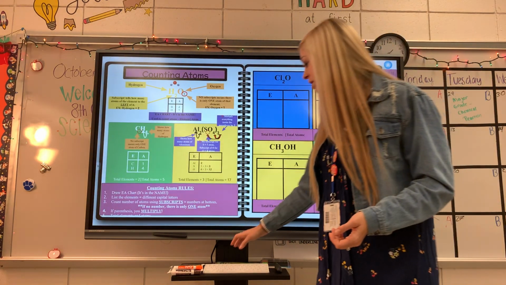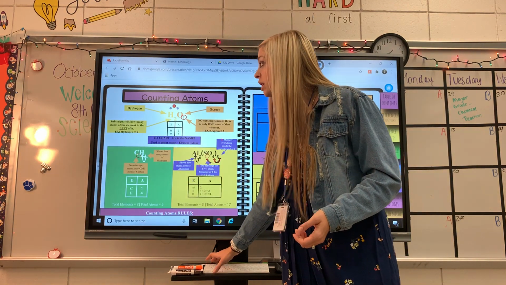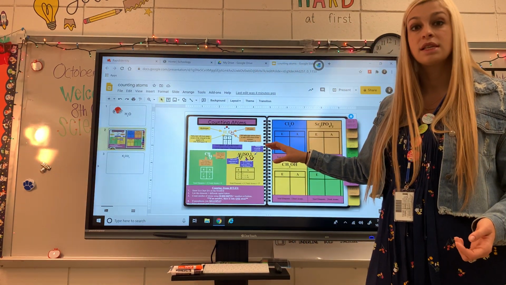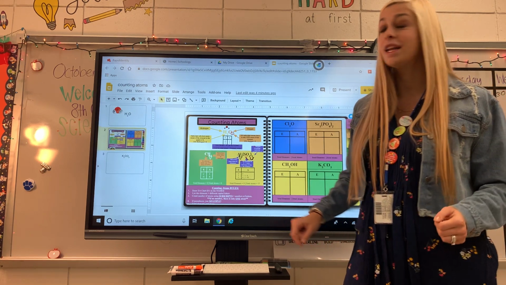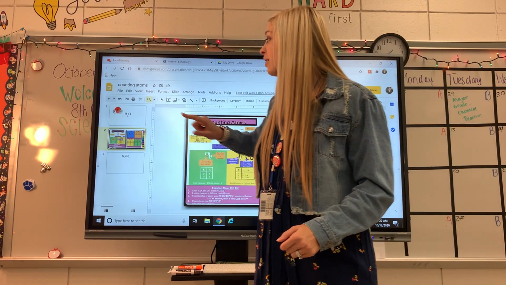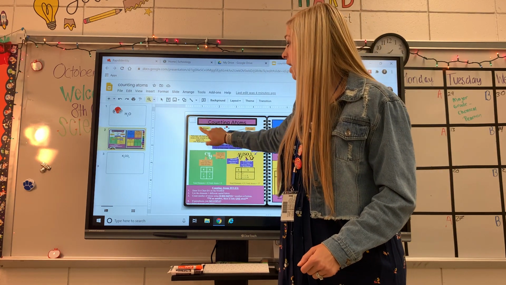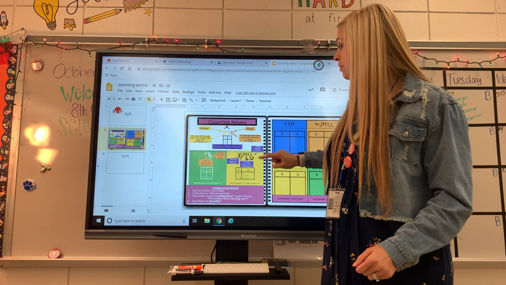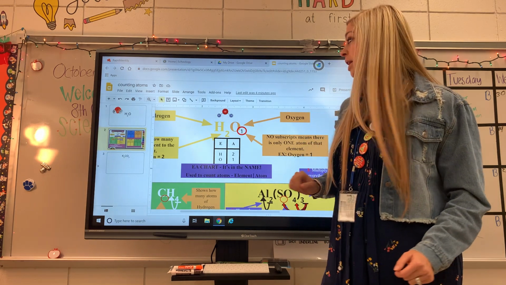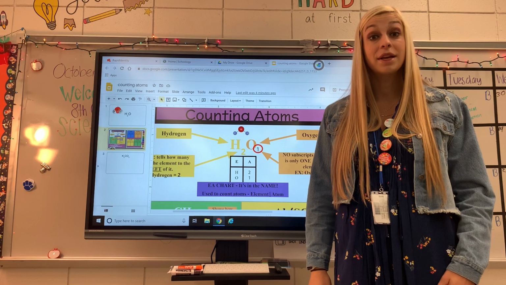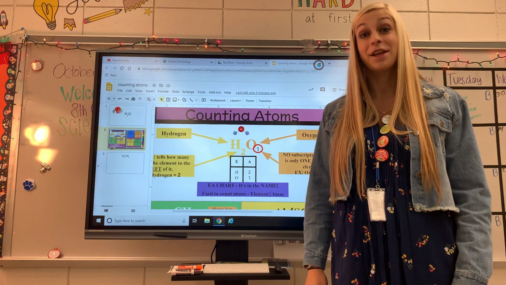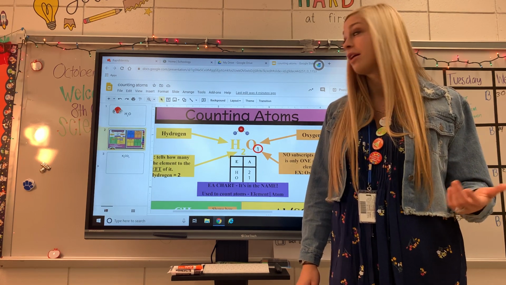So let's look at your notes together. We're going to start on the left side of the notes. And just in case you didn't know, the easiest way to zoom in is click the magnifying glass, and then you can make a square over the area that you want to zoom in on. So today's notes are called counting atoms. We are counting atoms in a chemical formula.